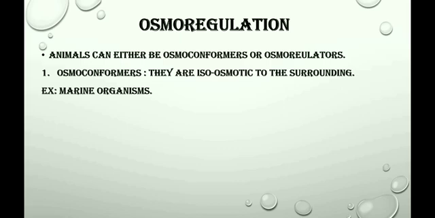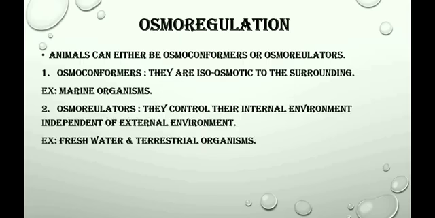Then if an animal is an osmoregulator, that means these animals control their internal environment independent of external environment. That means whatever the external environment is, whatever changes occur in the environment, that doesn't bother the animal because they maintain their internal environment. For example, fresh water, or you can say some terrestrial organisms.